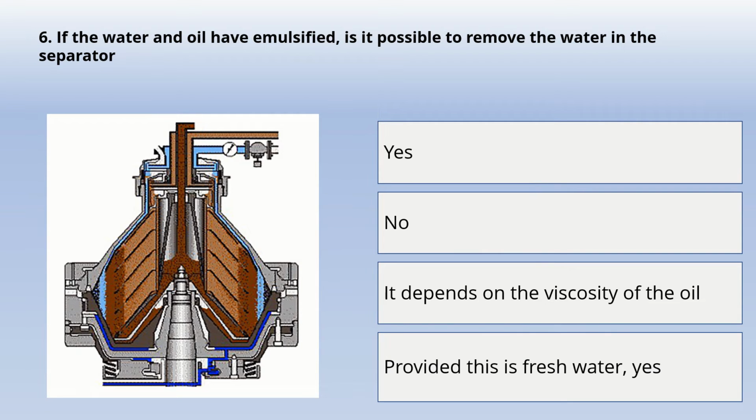Our next question is, if the water and oil have emulsified, is it possible to remove the water in the separator? And the options are: yes, no, it depends on the viscosity of the oil, provided this is fresh water, yes. And the correct option for this question is no.